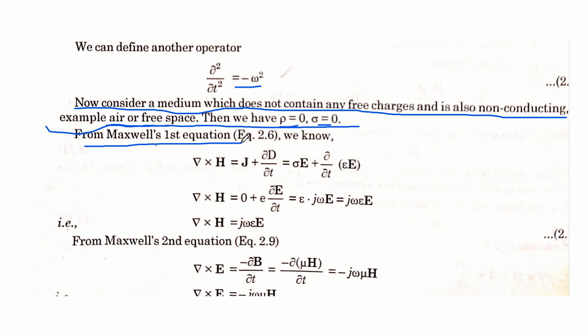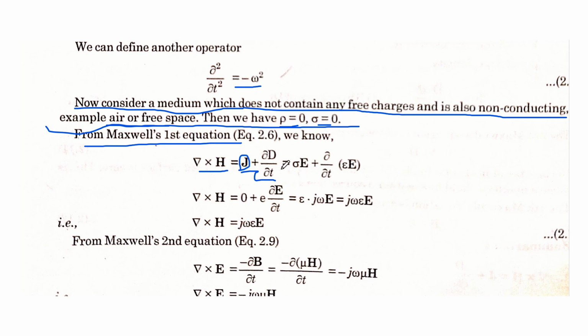Please go through those videos, then you can be clear about Maxwell's equations, then you come to this video. Okay, first, now I am considering Maxwell's first equation, that is del cross H bar is equal to J bar plus dou D bar by dou T. Here J bar is nothing but the current density.